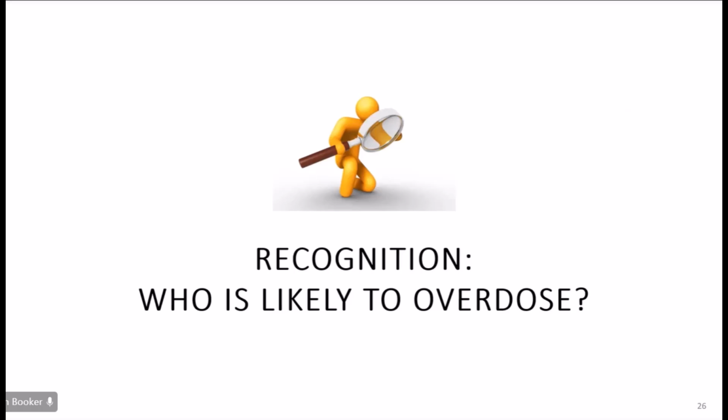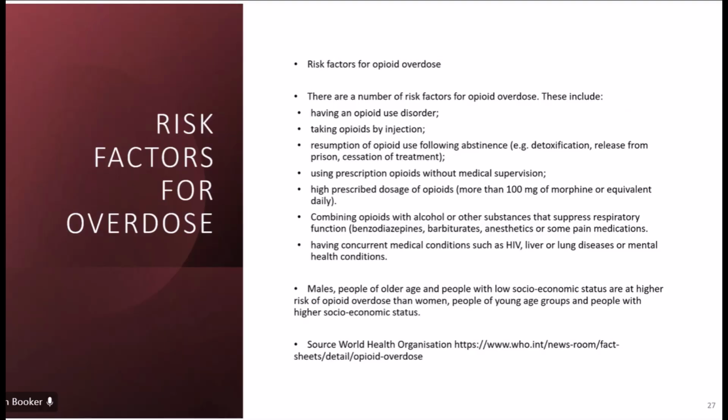Who is likely to overdose? Risk factors for opioid overdose include having a disorder of opioid use, taking opioids by injection, resumption of opioid use following abstinence, for example, detoxification, release from prison, cessation of treatment, using prescription opioids without medical supervision, high prescribed dosage of opioids, for example, more than 100 milligrams of morphine or an equivalent daily, combining opioids with substances that suppress respiratory function, such as benzodiazepines, barbiturates, anesthetics, or some pain medications, and having concurrent medical conditions such as HIV, liver or lung diseases, or mental health conditions.